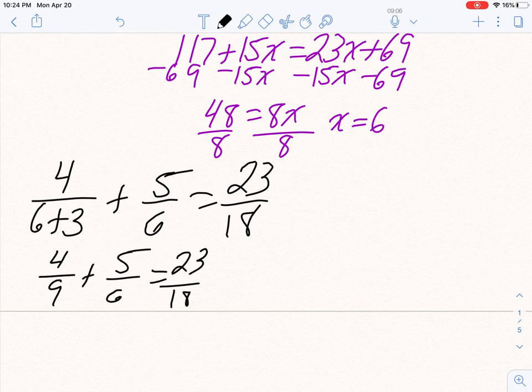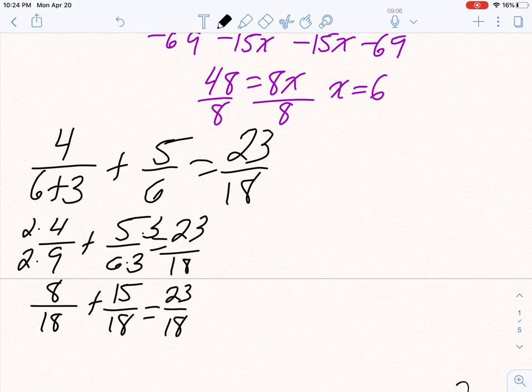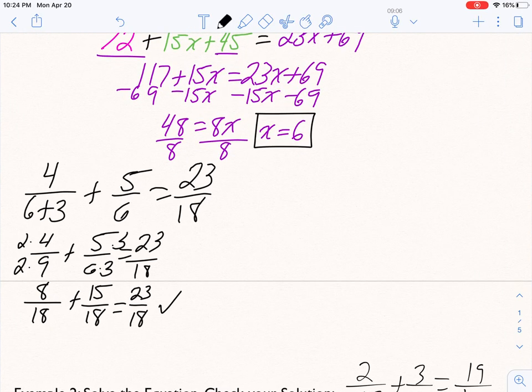And then I've got to find a common denominator to be able to add fractions. So 9, 6, and 18. Okay, what number do 9, 6, and 18 go into? Well, all three of these go into 18. So to get this 9 to be 18, I've got to multiply by 2, so I've got to do the top and bottom. To get this 6 to be 18, I've got to multiply by 3. And so I'm left with 8 over 18 plus 15 over 18 equals 23 over 18. And I hope we can all see that that is a true statement. Therefore, x equals 6 is my solution.